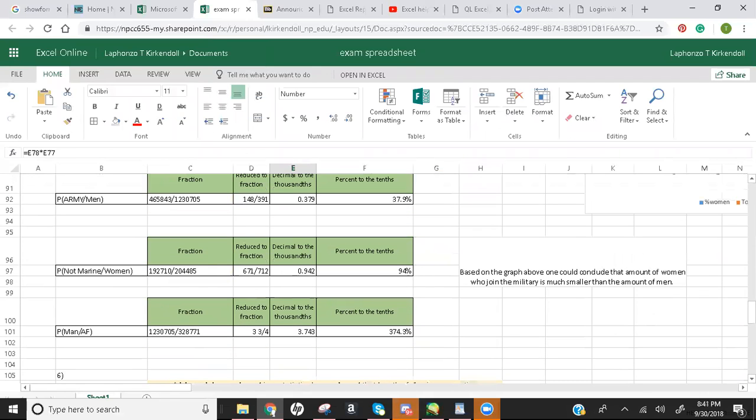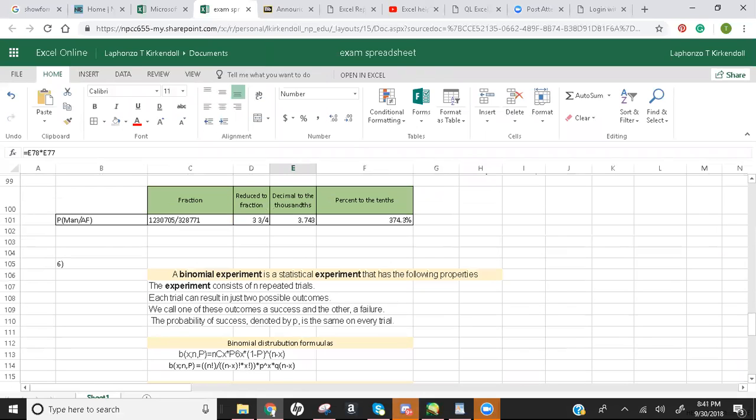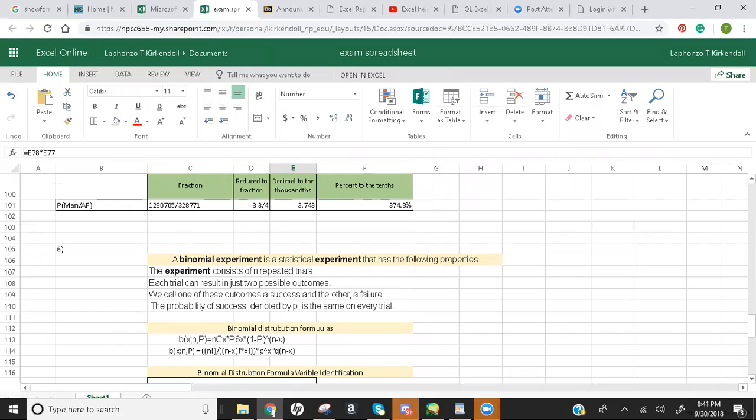Based on the graph, you can clearly determine the number of men over the number of women in terms of who all was in the military.